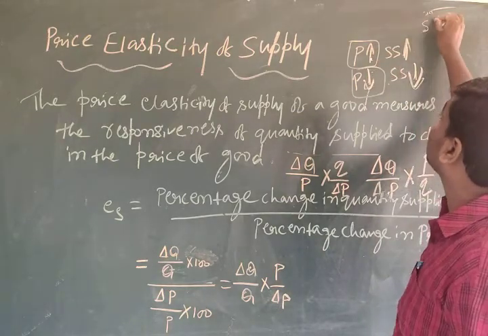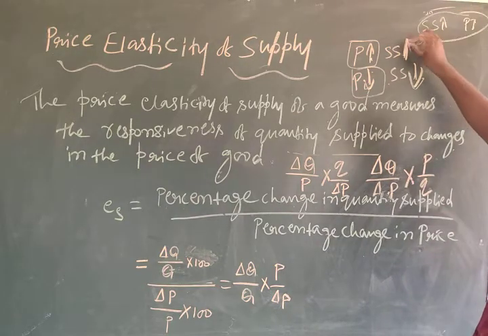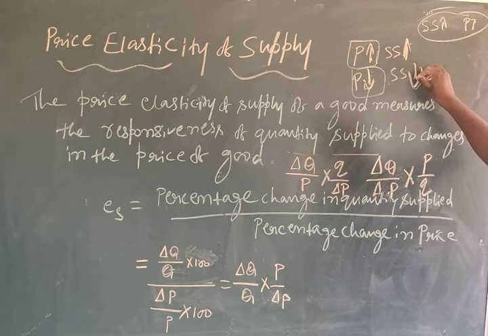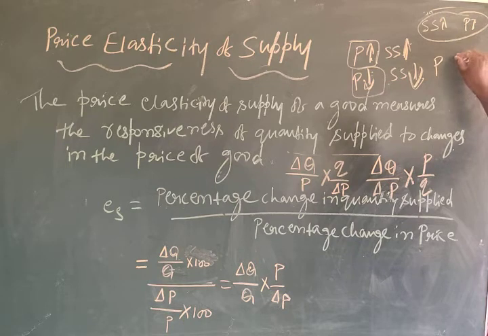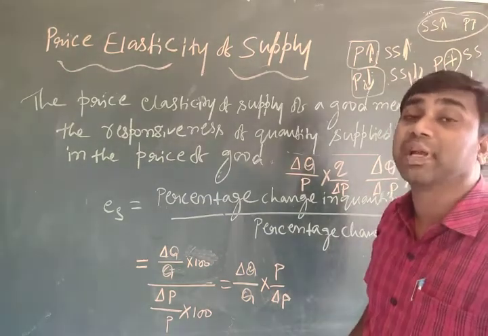It cannot be that when supply increases, price decreases. This is wrong. When the price increases, supply also increases. When the price decreases, supply also decreases. That is, there is a positive relationship between price and supply, because when the price increases, supply also increases.